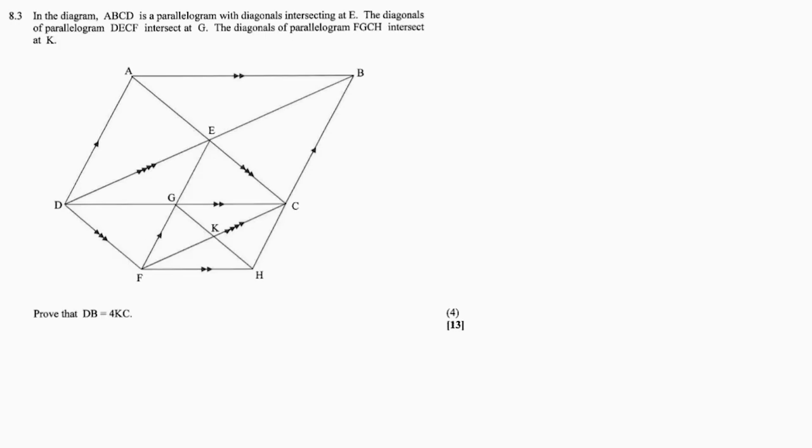Alright, now 8.3. In the diagram ABCD is a parallelogram with diagonals intersecting at E. The diagonals of parallelogram DECF intersect at G. The diagonals of parallelogram FGCH intersect at K. Prove that DB is equal to 4KC.